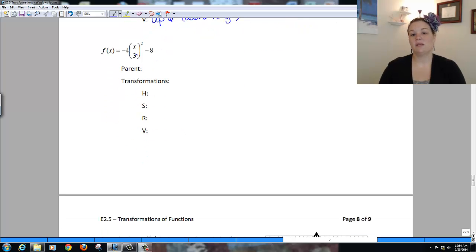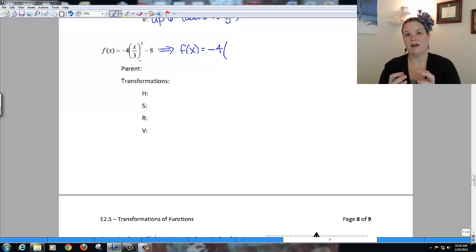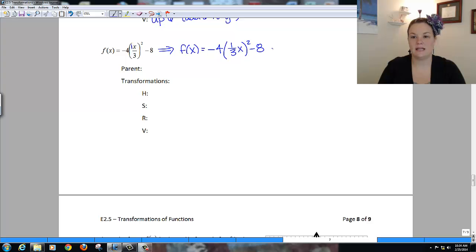Okay. So here, notice x over 3 tends to bother a lot of people. So I'm going to rewrite this as f of x is equal to -4 times. Now, if I want to write this without the x being in a fraction, I can look at the coefficient on my x, which here is a 1, and the bottom number, which is a 3. So this is the same thing as 1/3 x squared minus 8. And then it's a little bit easier to see what's going on.